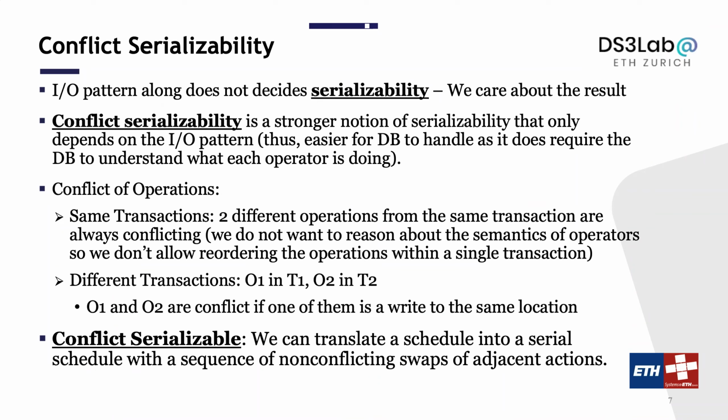So this is a stronger notion. How do we define it? We start by defining a whole bunch of conflicts between a pair of operations. For example, two operations from the same transaction are always conflicting. When you have two different operations from two different transactions, O1 from T1 and O2 from T2, there is a conflict between them if one of them is a write operation to the same location. So there's a read-write conflict, a write-read, and a write-write.